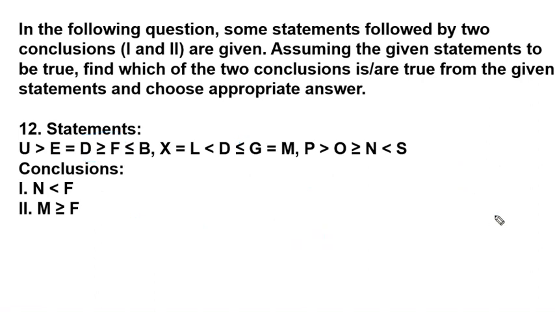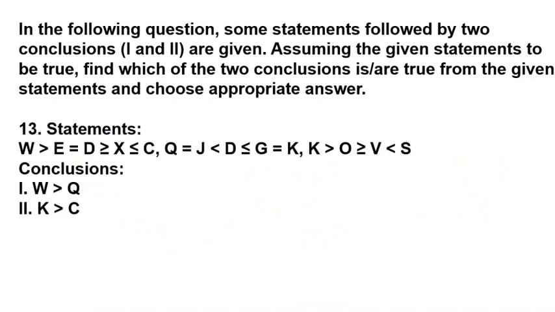Okay, then let me go for the third question. Let's see how the third question can be dealt with. Apply the same concept: W E D X C Q J D G K K O V S. Right? Look at the first one, W and Q. By regular practice, just by seeing, you can answer the question. That comes just by practice. W is here in the first expression, Q is here. The connecting point is D. What is the relation between W and D from the first expression? Greater than equals to. Greater than has the highest value. So W is greater than D.